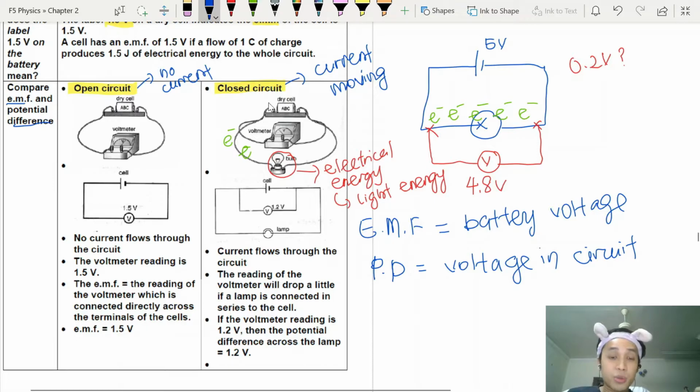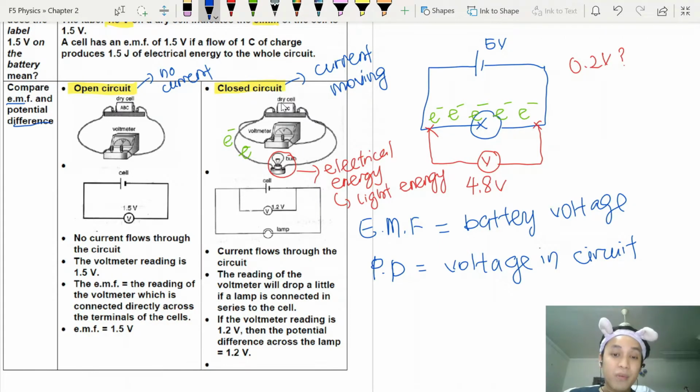So for example, if I use this example, I give them 5 volts of energy, and then as they pass through the light bulb, they are going to donate their energy to the light bulb. How much they are giving to the light bulb, we are going to measure using the voltmeter. So let's say I measure here 4.8 volts, meaning they are donating 4.8 joules of energy to the light bulb. Basically you are converting electrical energy to light energy.